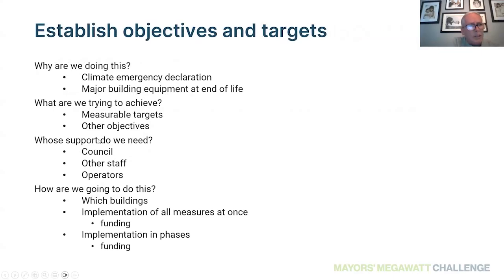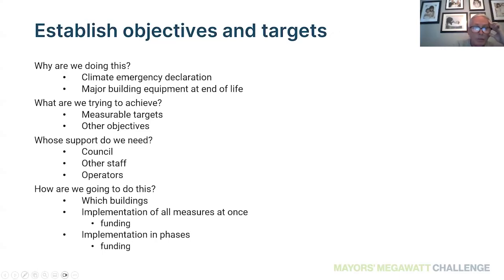And just a little bit more on the objectives and targets. I've mentioned this a few times now. So really know why you're doing this. Has your municipality declared a climate emergency, for example, that you need to respond to? Is there critical equipment at end of life that you really need to find a replacement for, a low carbon replacement? So again, what are you trying to achieve? Are there targets? Are there other objectives? Maybe there's high humidity levels in the building, different operational concerns that you want to get addressed.